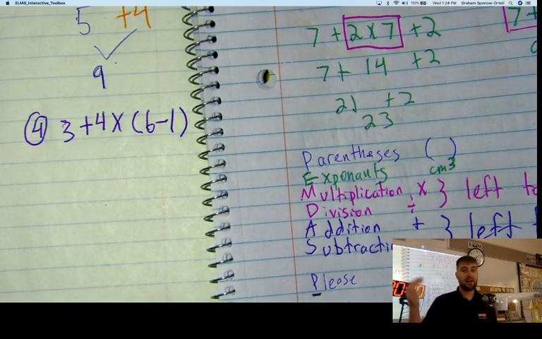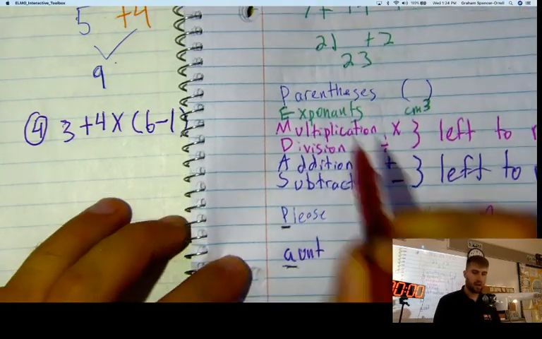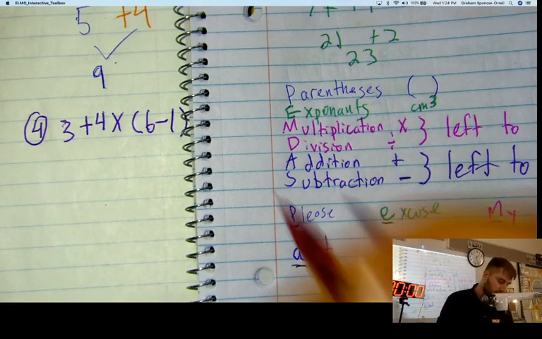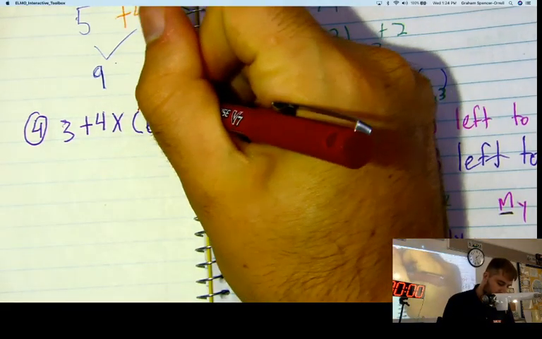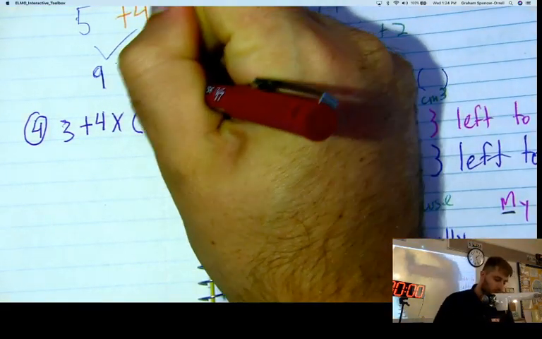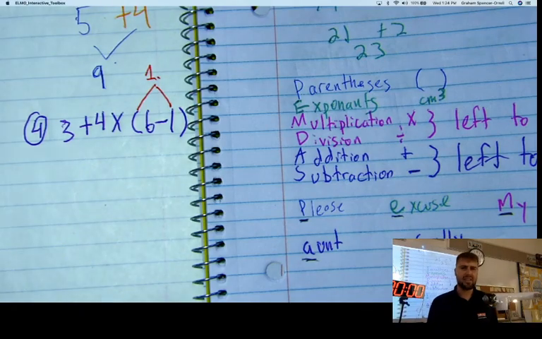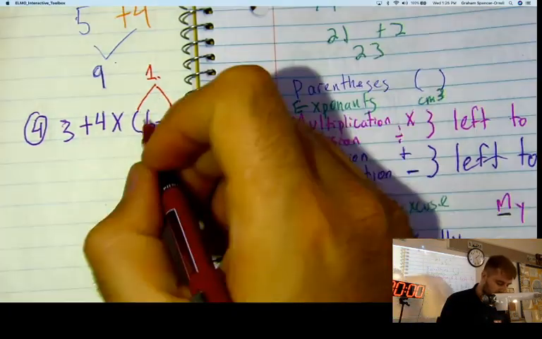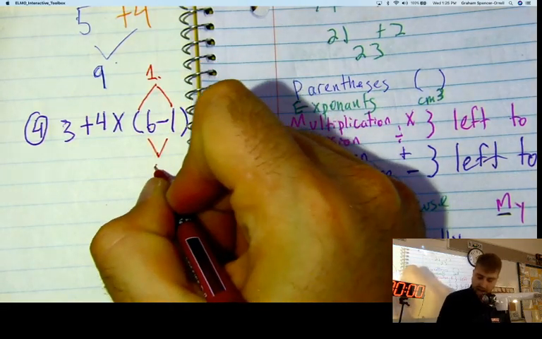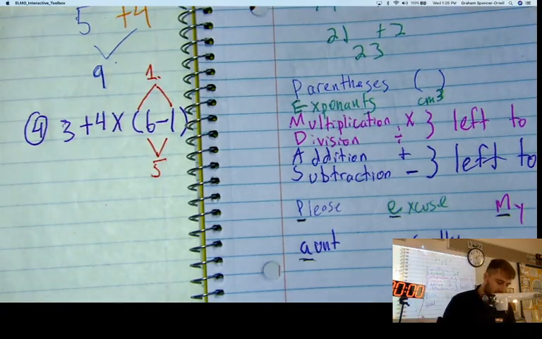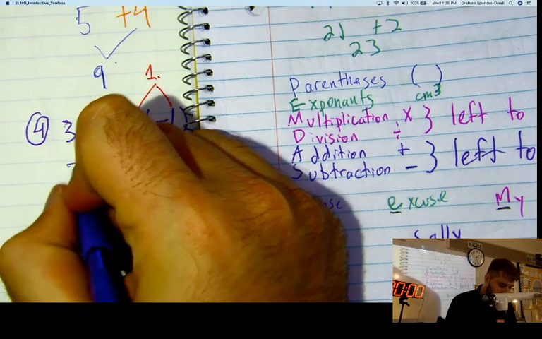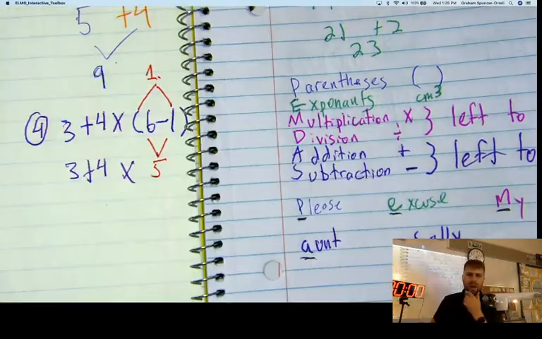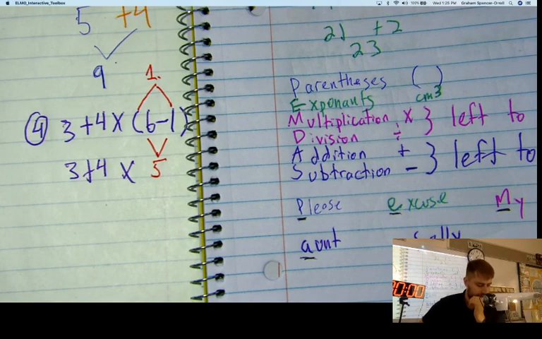Well, I'm just going to run straight down my checklist here. First thing, are there parentheses? Yes, there are parentheses. We are going to do the parentheses first. What is in our parentheses? We see 6 minus 1. I know 6 minus 1 is 5. And then I'll just go ahead and rewrite everything else. So then I have 3 plus 4 times 5. What do I do next?